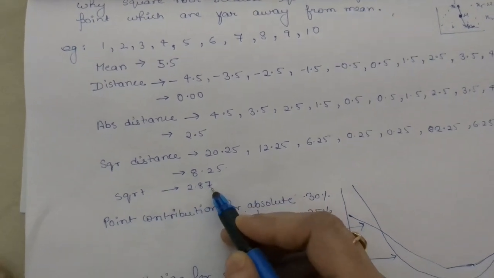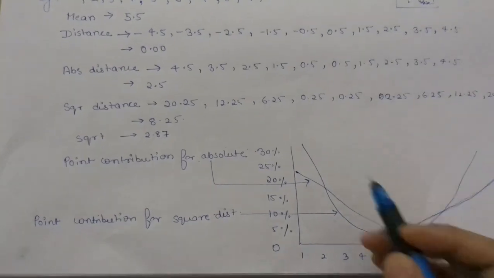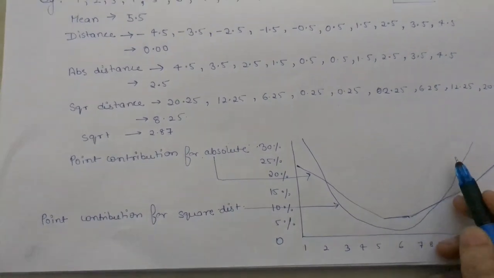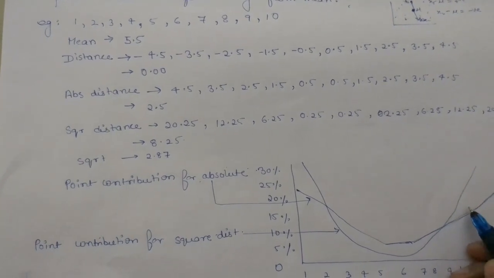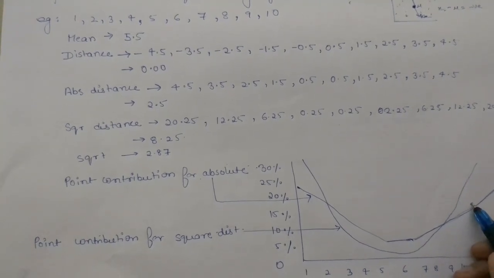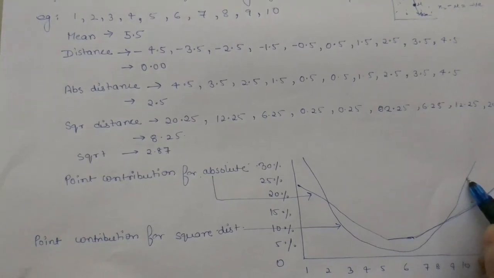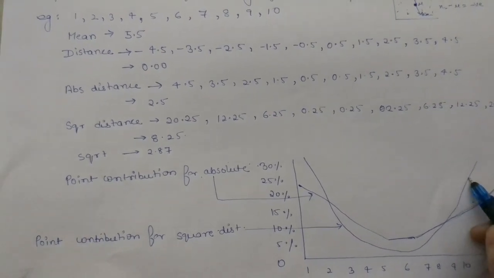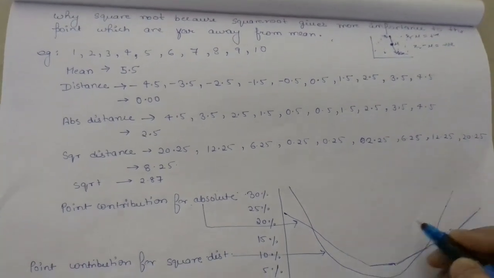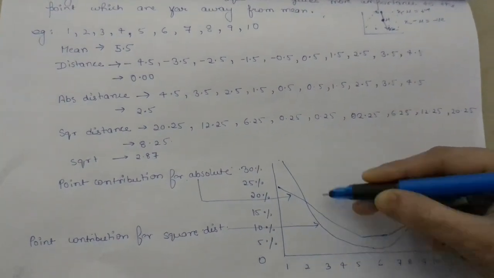So now when we take the point contribution for the absolute value and then plot this in a chart, we will see two types of graph. First is a parabola and second is an exponential graph. So this exponential graph is the graph of point distribution of absolute, while this parabola graph is the graph of point distribution of square distance. So here you have seen that in the case of square distance, it gives more importance to the extreme value, that is the value which is far away from the mean.